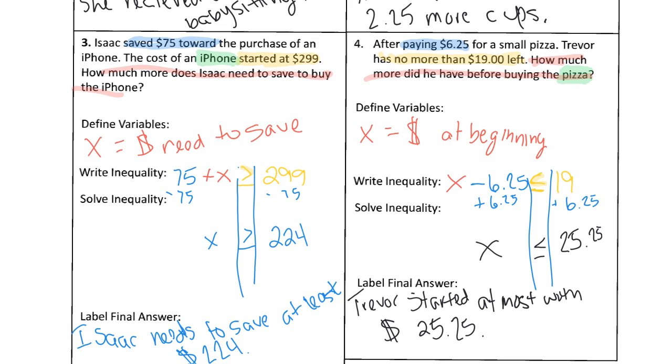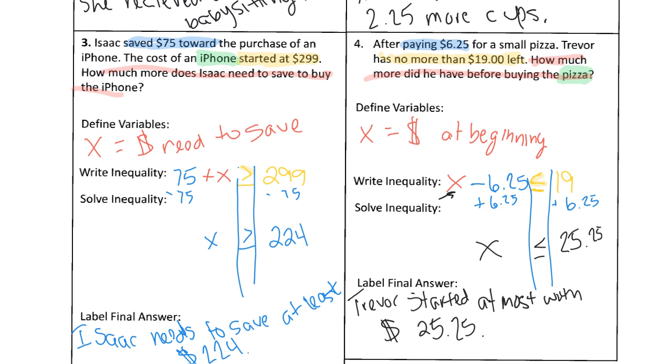Then looking at number 4. After paying $6.25 for a small pizza, Trevor has no more than $19 left. How much money did he have before buying the pizza? So we need to figure out how much money he had at the beginning before he bought the pizza. So that's what I'm going to start with, how much money I had at the beginning. Okay, so that's why my x comes first.